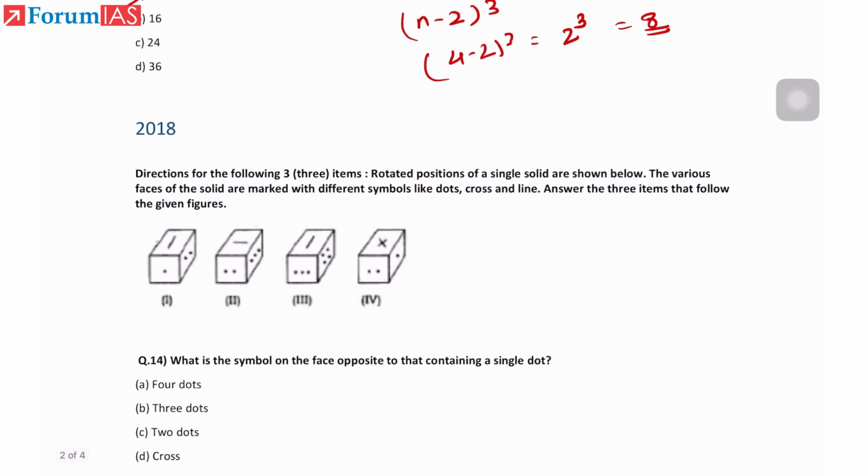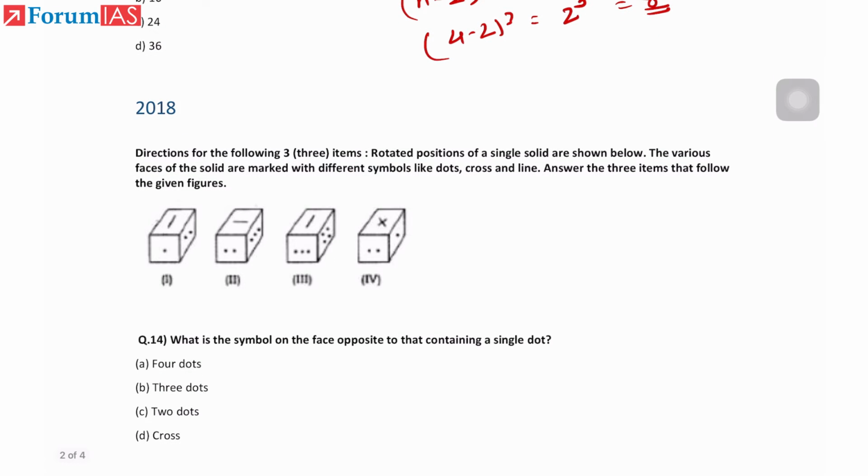Next question. Here, they have given different combinations. Again, we'll use the same rule that we have seen earlier. They're saying there are three questions that follow. Let us try to make this dice. Let us just identify the numbers. We have 1, 2, 3, 4, line and cross. So the numbers are 1, 2, 3, 4, line and cross. These are the 6 numbers.